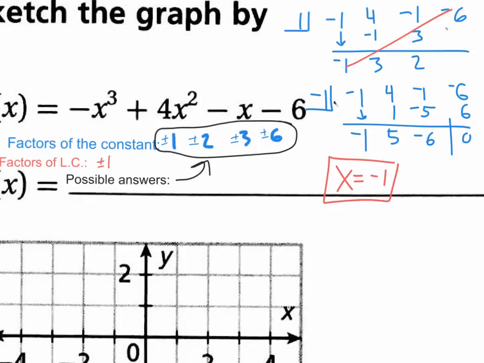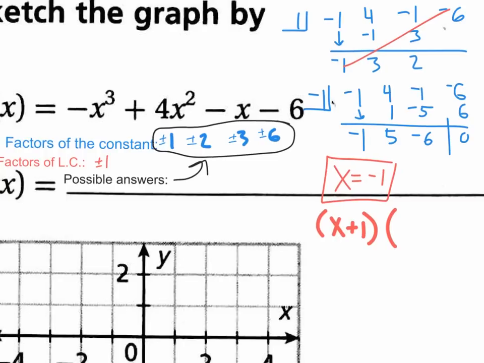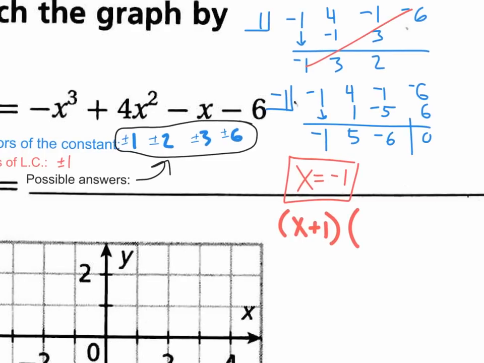But we need more answers. So what do we do? We're going to rewrite the polynomial in factored form. So how do I do that? I need to rewrite the factored form so I have x plus 1. So if the answer is -1, you're going to put x plus 1 in there. Then you're going to need a trinomial. And the trinomial, where do you get that from?